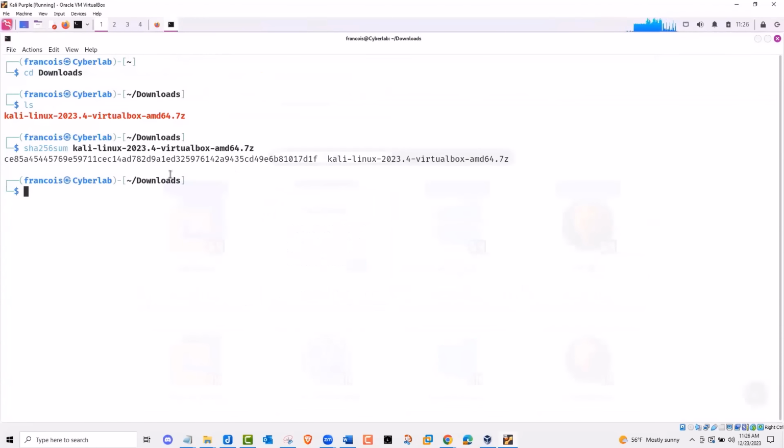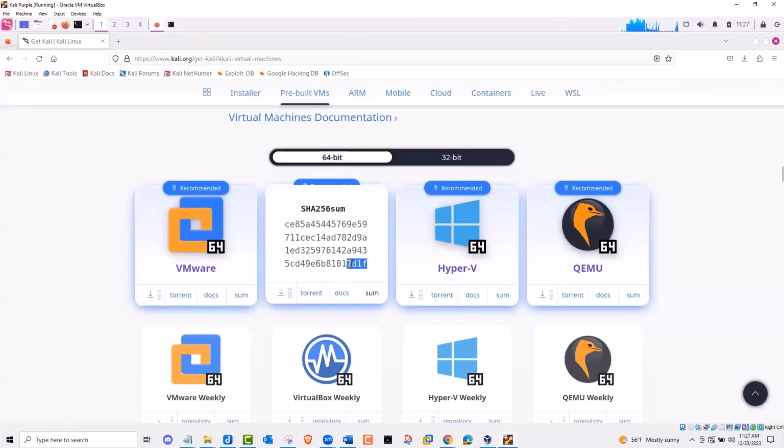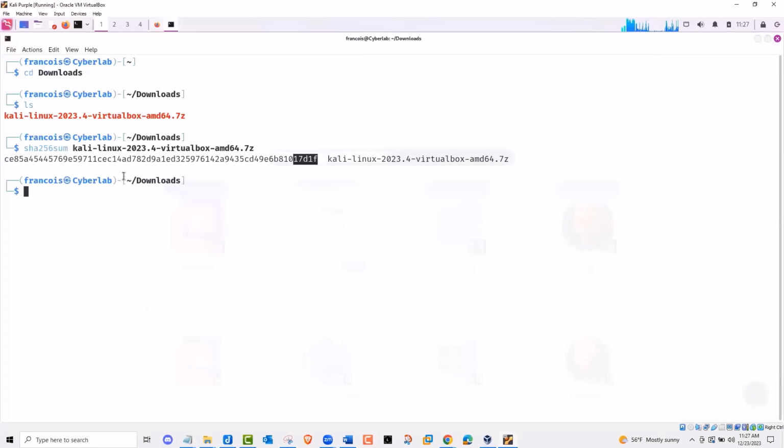There we go. It came back. As we can see here, after running, let's verify just the last four characters, 17D1F. Let's go back to the website. 17D1F. Bingo, right? It's original, has not been tampered with. That means now I can go ahead and use this. I can do whatever I wish with this. I can trust it. Nobody has tampered with this.